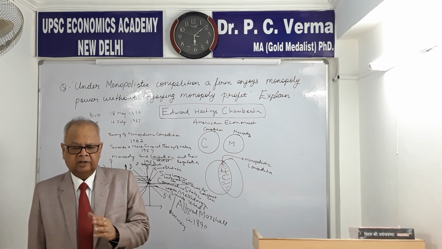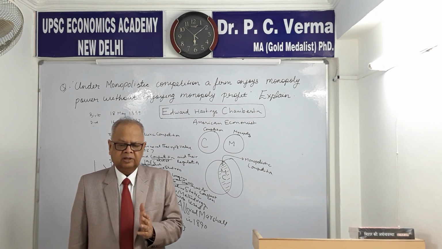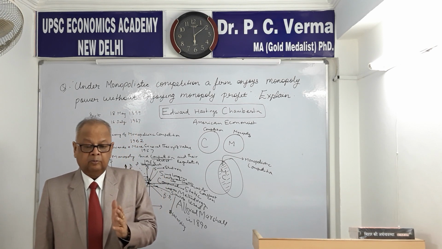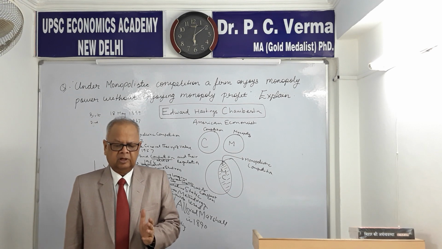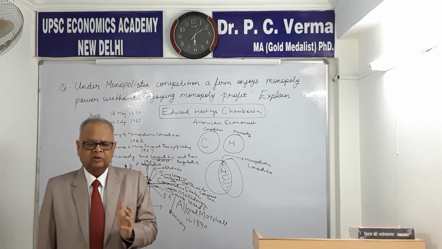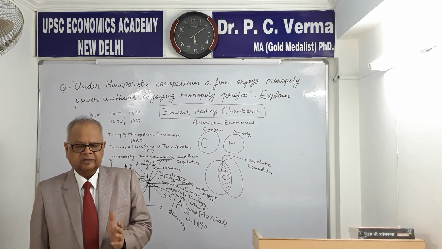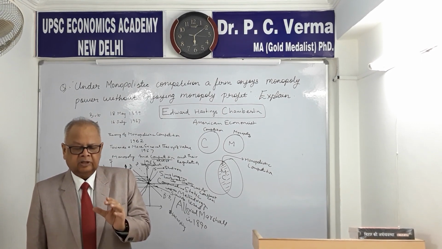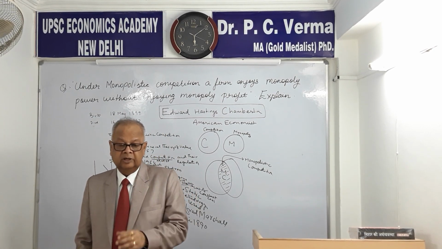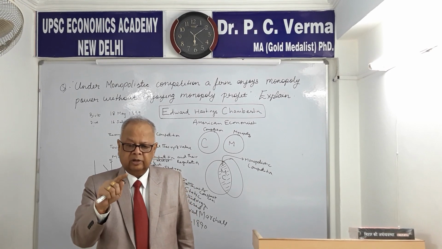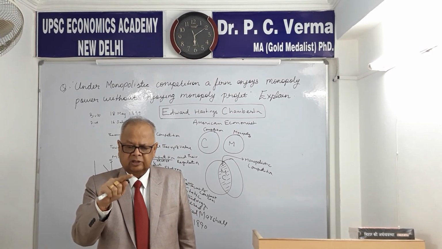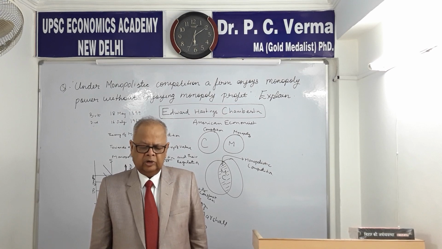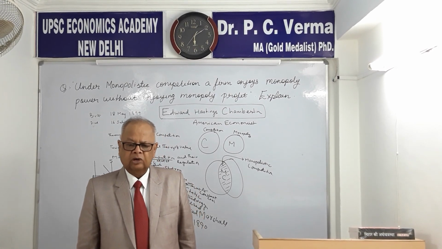And last is perfect mobility of factors of production under perfect competition. These are the characteristics of perfect competition. The first 1 to 3 are known as pure competition. Just club them, write down 1 to 3 as pure competition, and all 6 will be perfect competition.